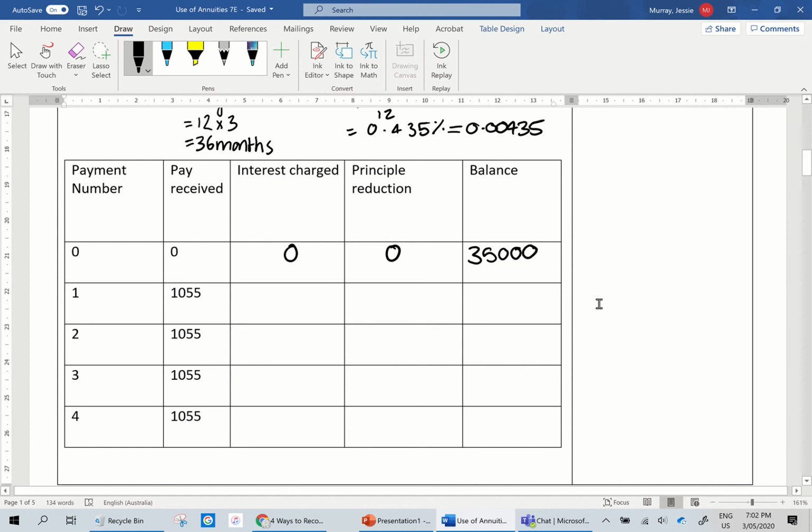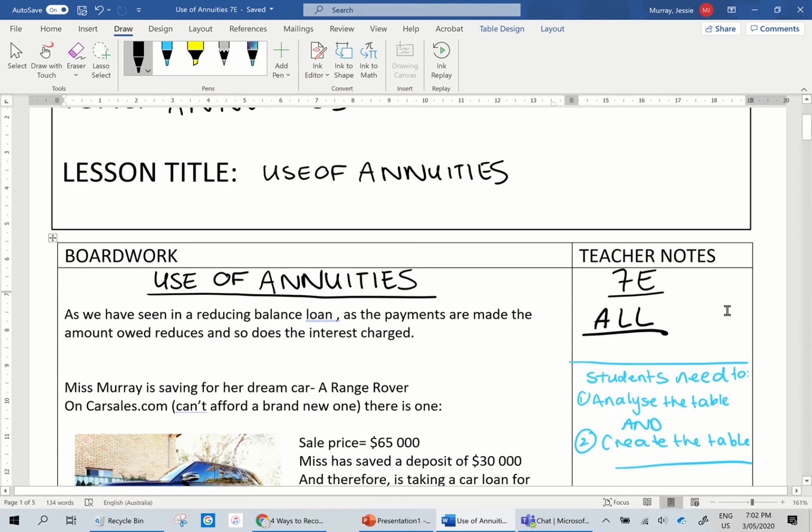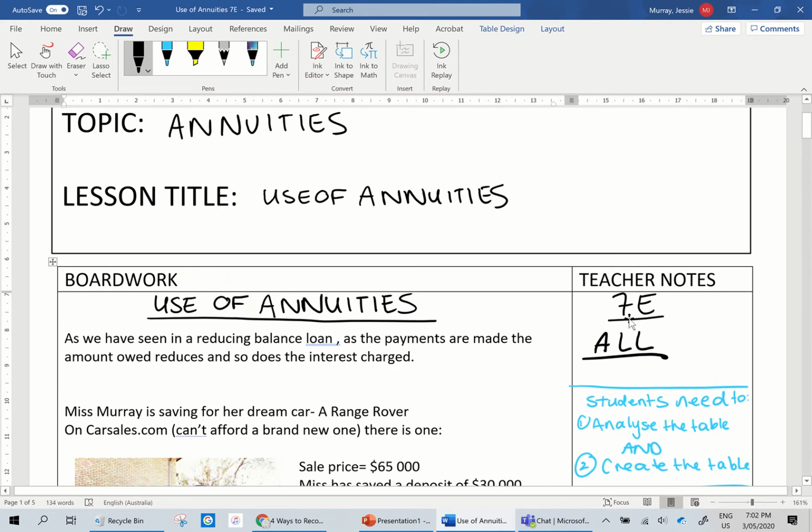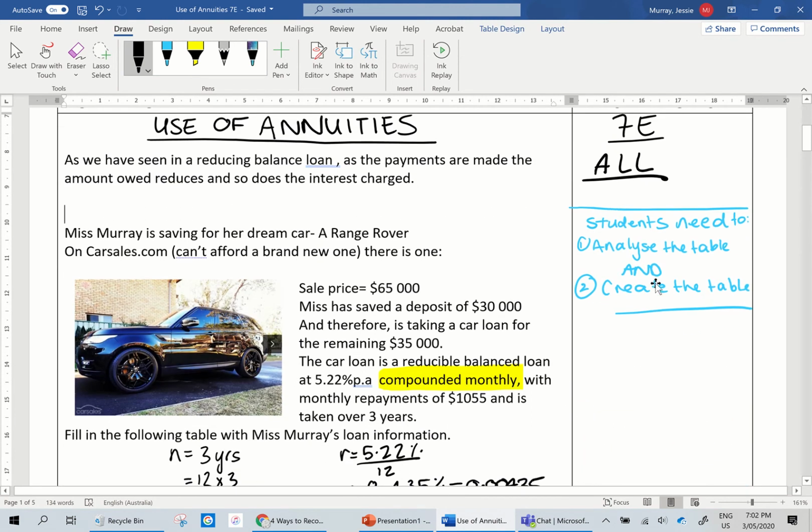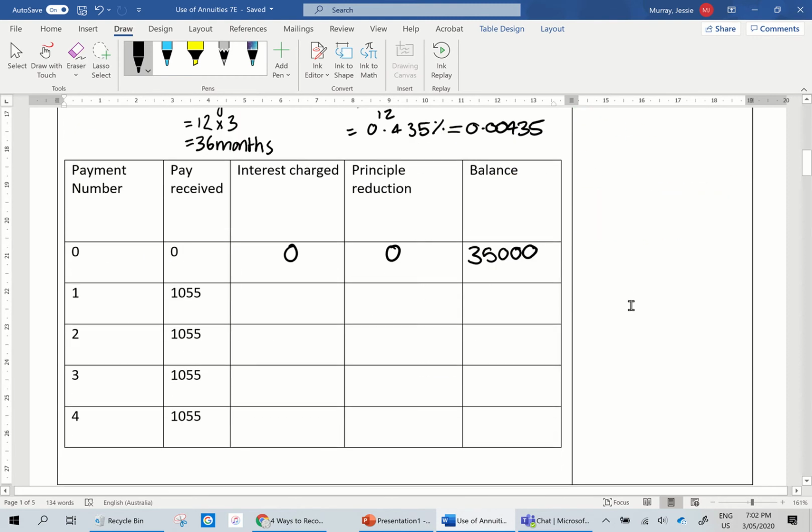So what we're going to do is fill into this table. The idea with this lesson is you need to know how to do two things. One, students need to be able to analyze the table and create a table. So I thought if we start by creating, obviously if you know how to create it, you're going to know how to analyze one. So let's have a look.